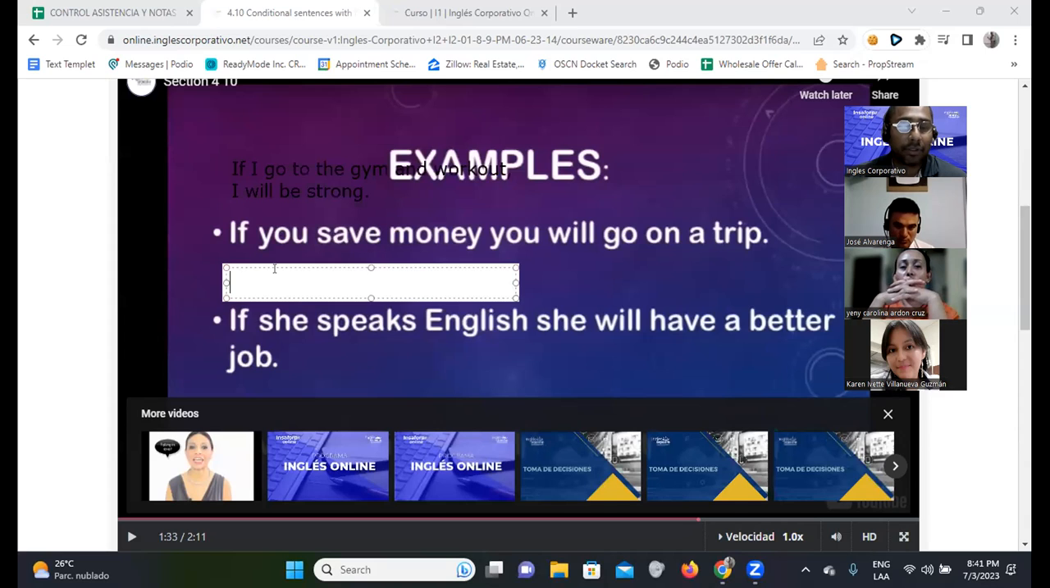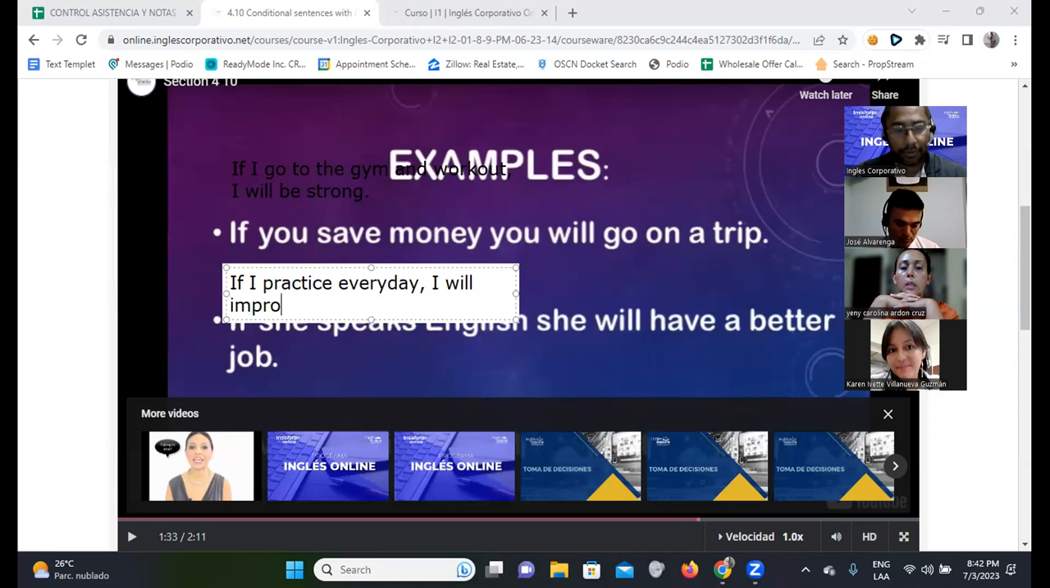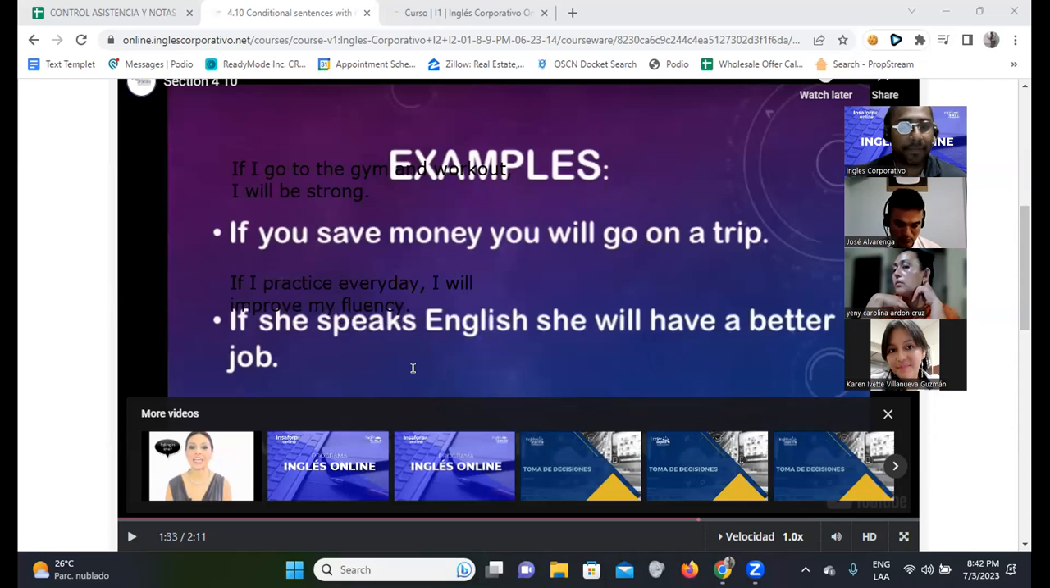Another example. Si tú dices, por ejemplo, si practico todos los días, mejoraré mi inglés. If I practice every day, I will improve my fluency, right? I will improve my fluency.